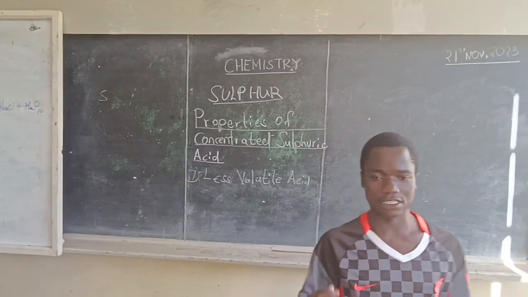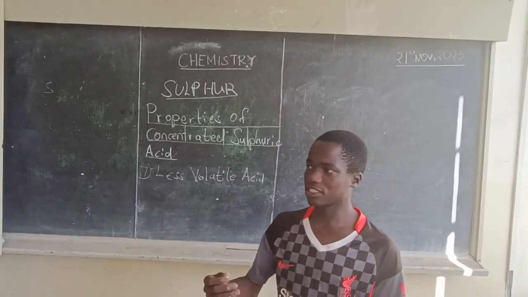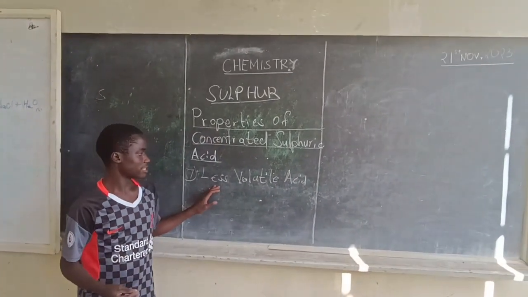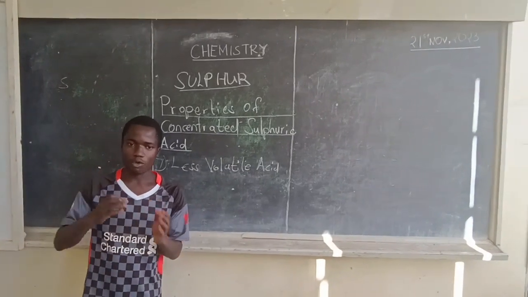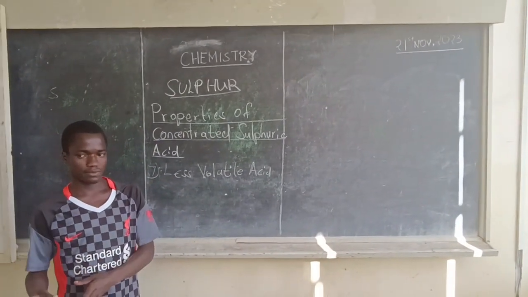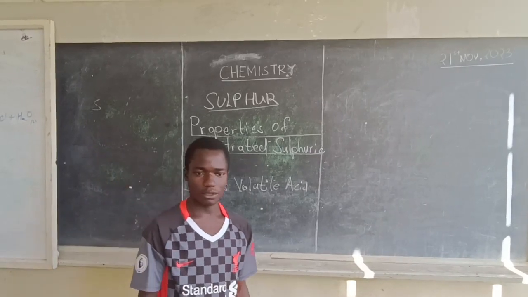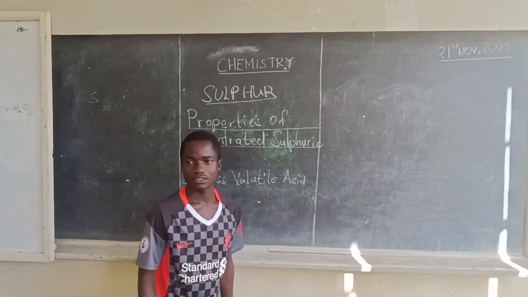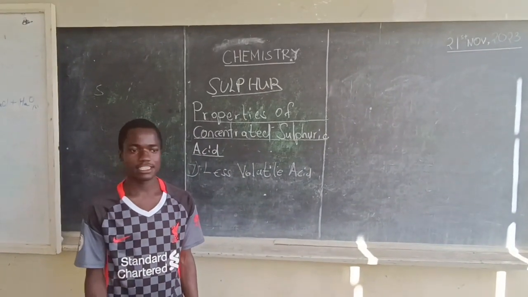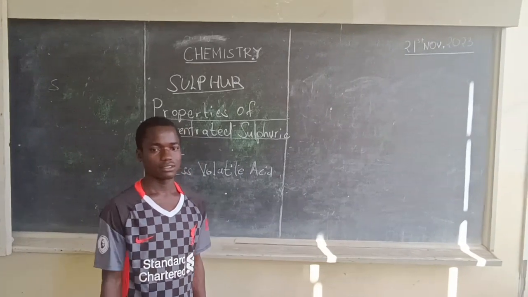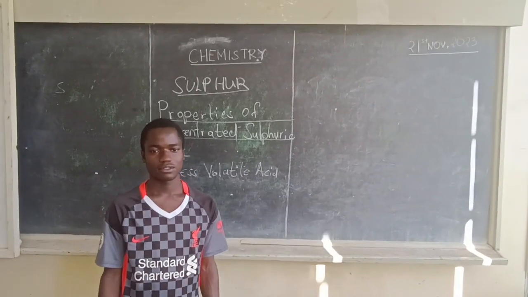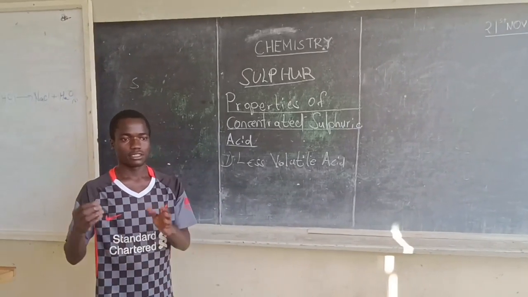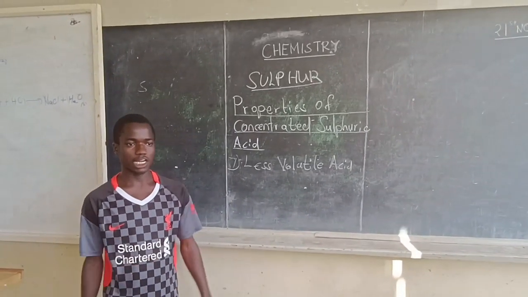When you hear the term less volatile, I want you to remember that when you are told that an acid is less volatile, it means that it can displace more volatile acids from their source. Are you together? An example of a more volatile acid? Hydrochloric acid, very good. Another example? Nitric acid. Those two are more volatile acids, and we have encountered them on many occasions in our laboratory.